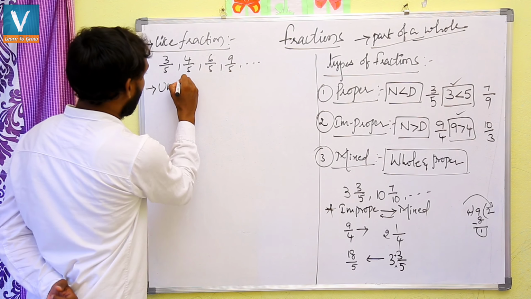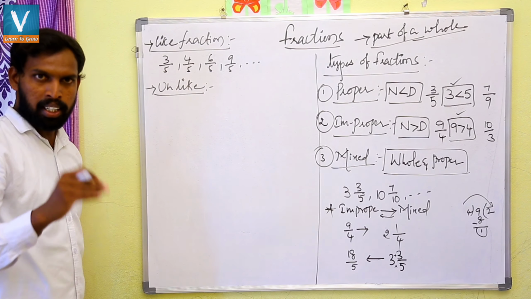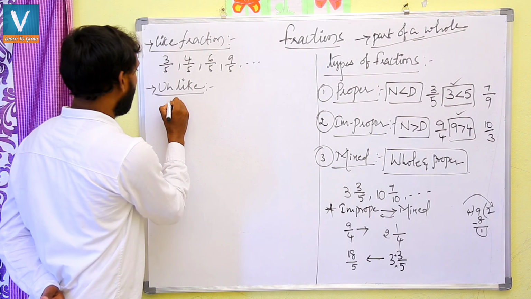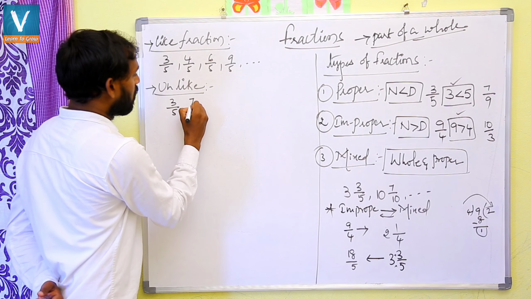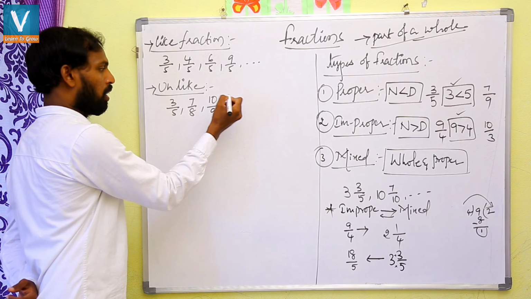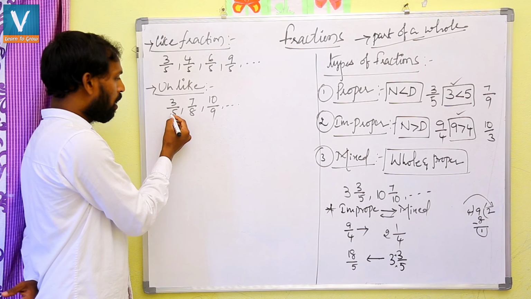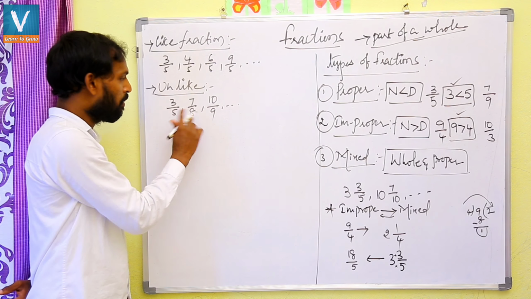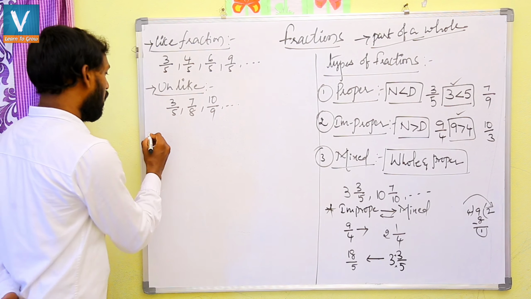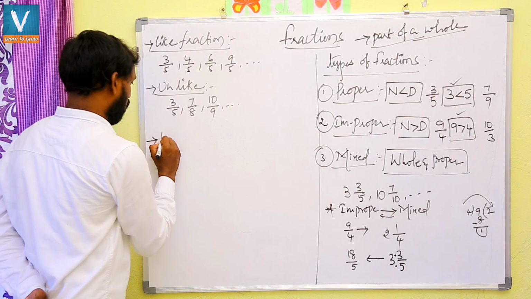Next one is unlike fractions. For like fractions, the denominators are the same. For unlike, the denominators are different. That's it. You can take 3 by 5, 7 by 8, 10 by 9, and so on. If you check these given fractions, the denominators are 5, 8, 9, having different denominators. So these are called unlike fractions. Next one is about equivalent fractions.